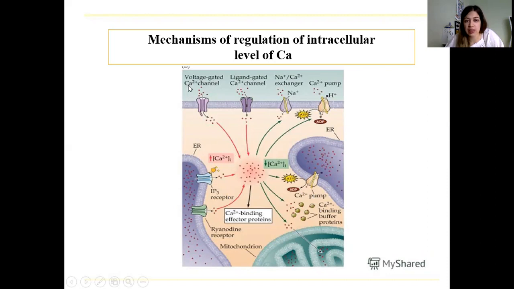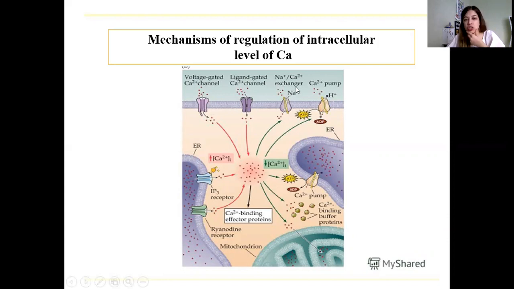The voltage-gated calcium channels, which depend on the membrane potential. Yes, the more the membrane potential, the longer the opening of these voltage-gated calcium channels. Ligand-gated calcium channels depend on the ligand. Ligand is a kind of molecule which can interact with the channel. Yes, it can be a drug, it can be a signal molecule from the body, something like that.